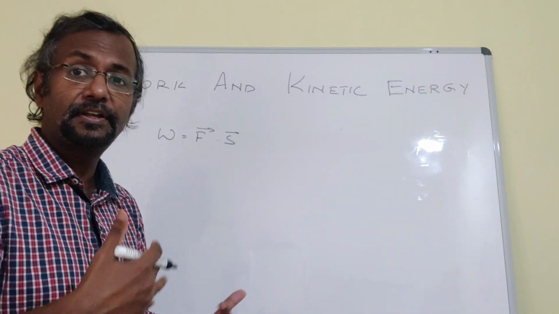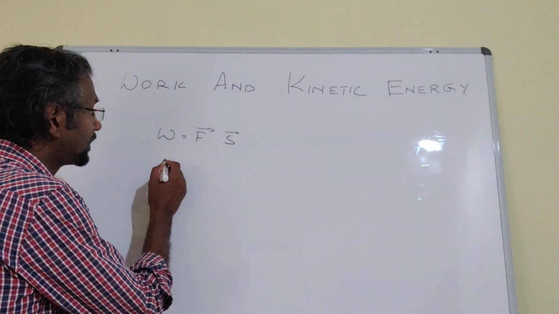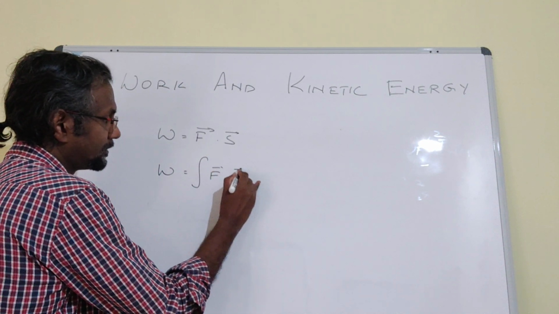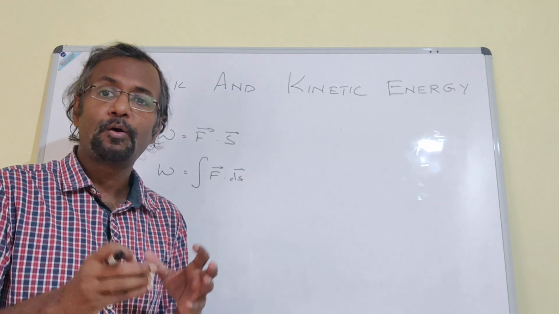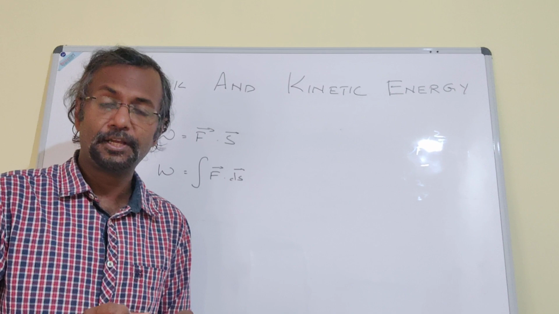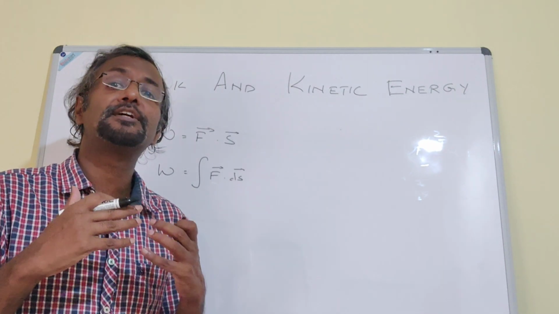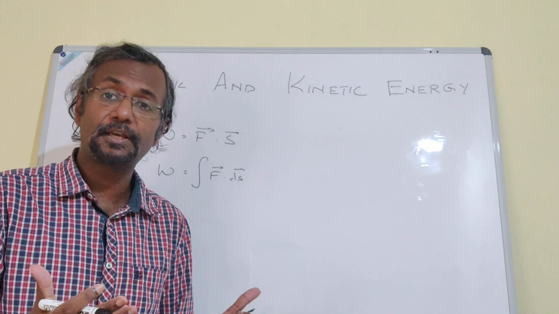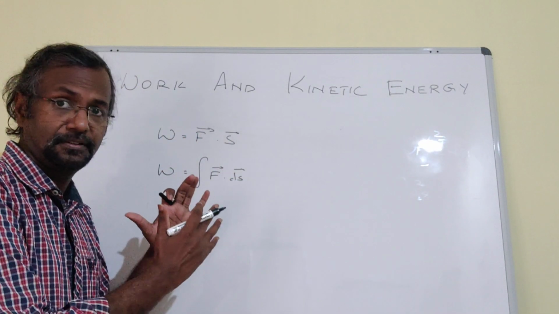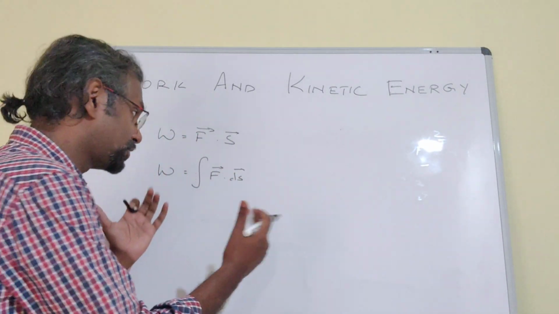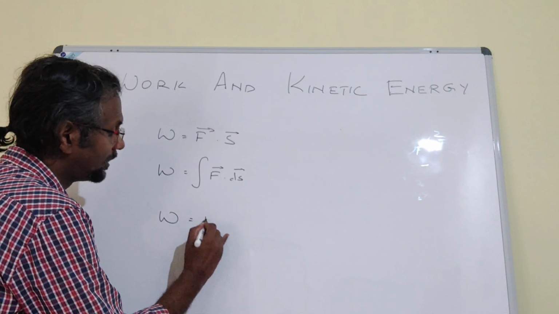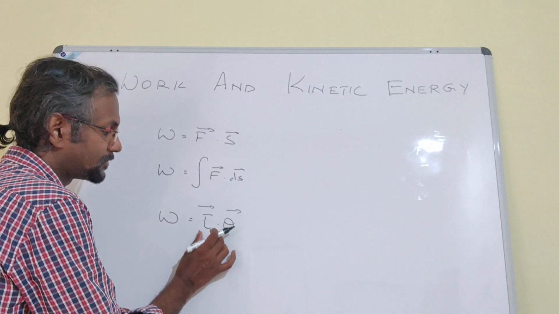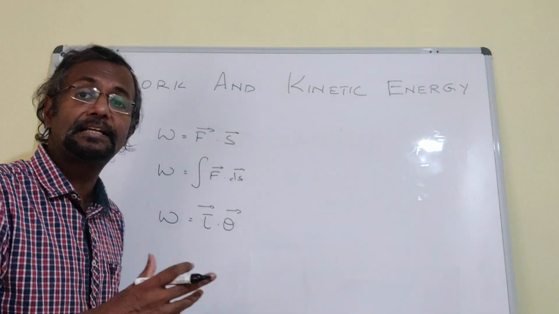And in case the force was variable, we said the work was equal to the integral of F dot ds, right? When we come to rotational motion, if we apply a torque and we create a change in angular displacement, then we say work is done, right? And using the symmetry from translational motion, we can say the work will be equal to tau dot theta, right? Where tau, we know, is r cross F, and theta is the angular displacement.